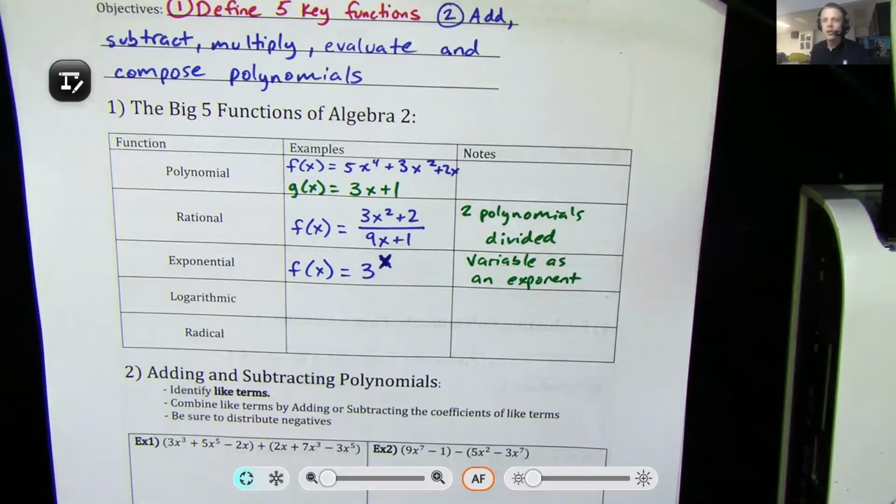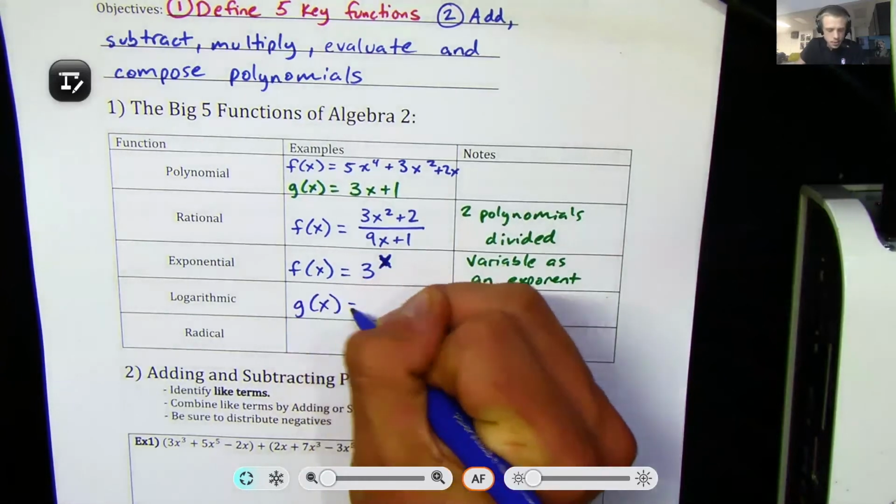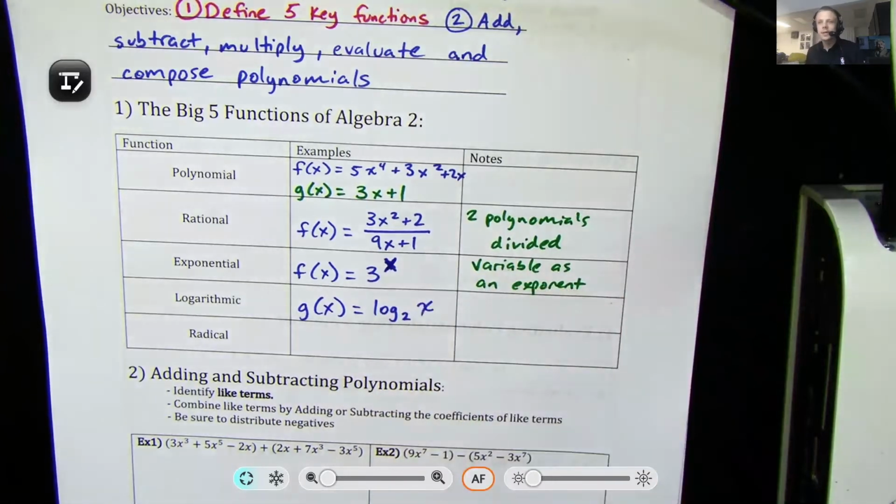The next one is a logarithm. I fully expect no one remembers what a logarithm is. A logarithm looks like this. Let's say g of x equals log base 2 of x. We are going to talk about these at a later date. Don't freak out about logarithms yet.